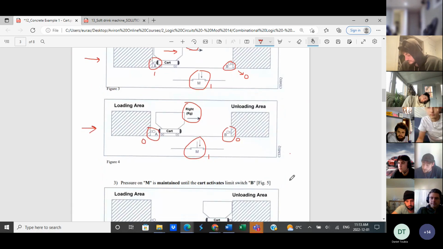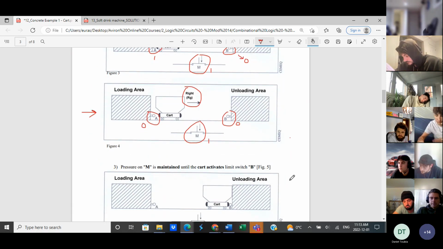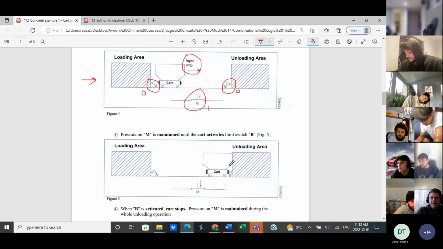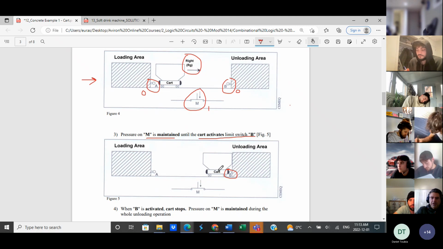You good, Matt? Okay, yeah. So Matt, eventually the cart gets to B, where it stops, right? So M is maintained until the cart activates limit switch B. So basically, if the cart is on B, it is not on A, therefore A is 0. If the cart is on B, it means B is activated, 1, and I'm still pressing the button.